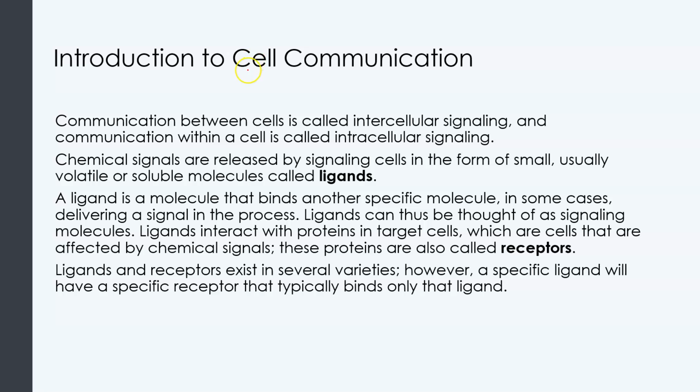So as far as cell communication, there's two types. There's intercellular signaling, and inter, I-N-T-E-R, means between. So that means signaling between two different cells. And then there is intracellular signaling. That means signaling within the cell.